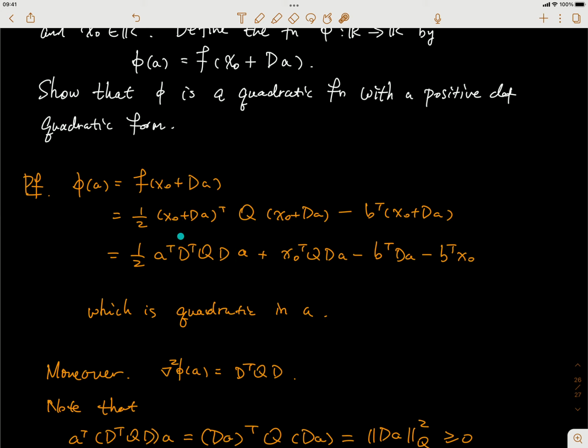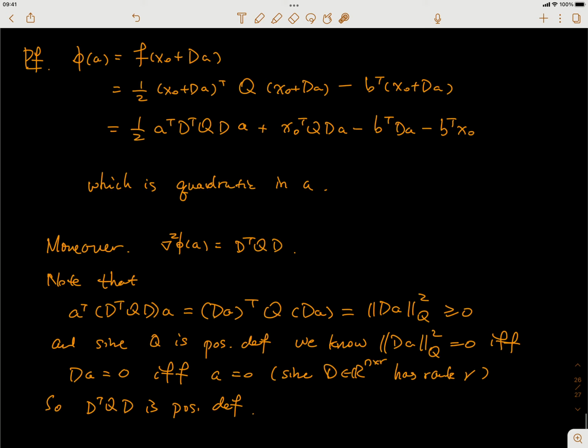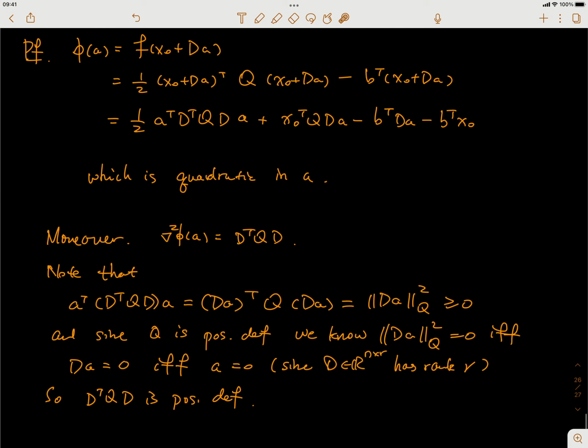Okay, so you can see this is the matrix, and they have the a and a transpose on two sides. Apparently this is the quadratic function for a, but now the point is to show that this is a positive definite matrix. Well, as we said, the Hessian should be just this D transpose QD. To show that it is positive definite, we just need to show that when you multiply the same vector a, any vector a, to both sides, this should be greater than or equal to 0, and this is equal to 0 if and only if a is equal to 0.